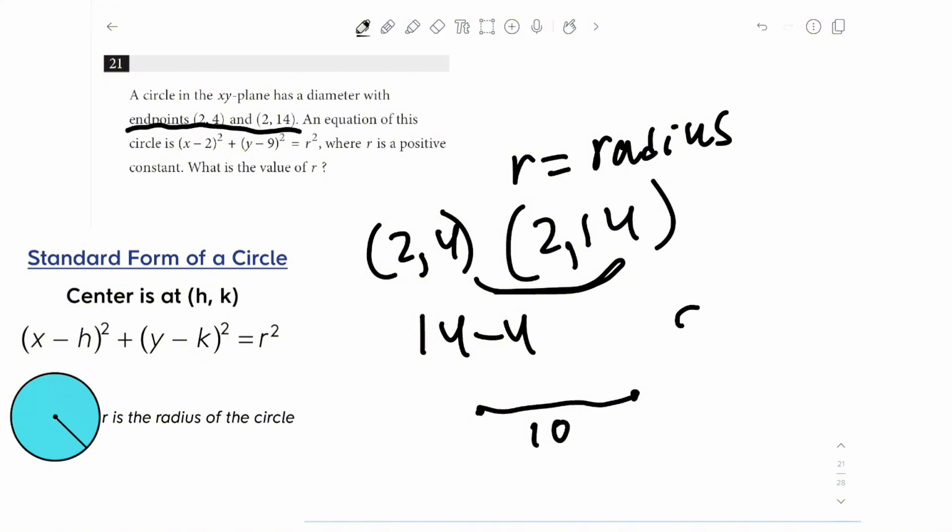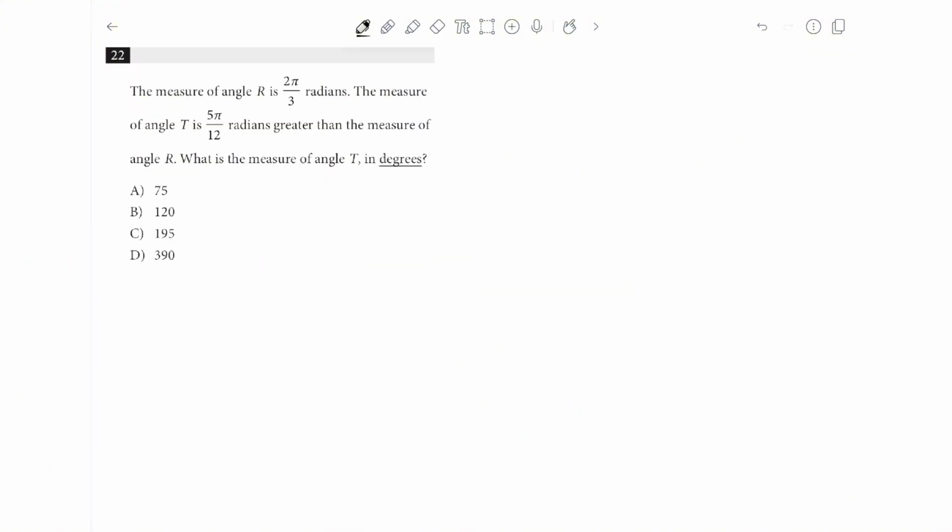So therefore our radius is just 5. There's nothing else we need to do. Question number 22 says that the measure of angle r is 2 pi over 3 radians. The measure of angle t is 5 pi over 12 radians greater than the measure of angle r. What is the measure of angle t in degrees?